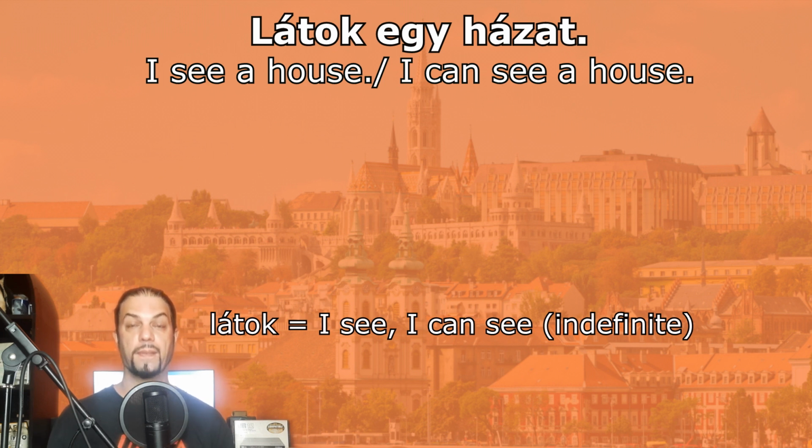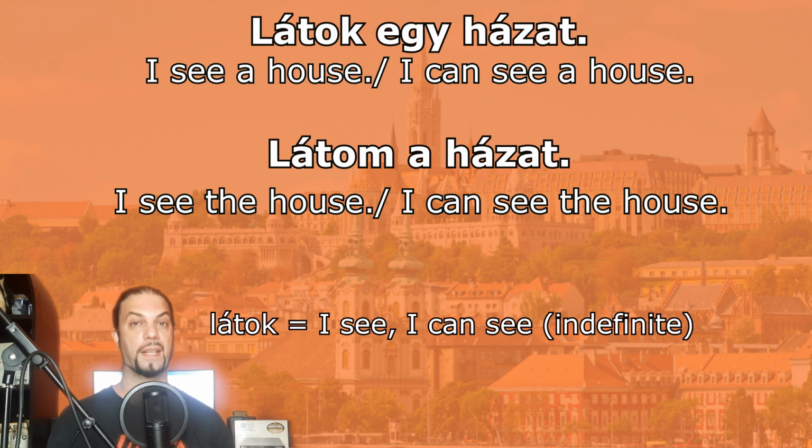But if I say, látom a házat, it means I see the house, or I can see the house. It's one specific house. Maybe it's the house you and your friend were talking about, maybe it's the house you're about to purchase, the new house your parents moved to and you're on your way visiting them. Whatever the case is, this is one specific house. Does that make sense? Let's see another verb.